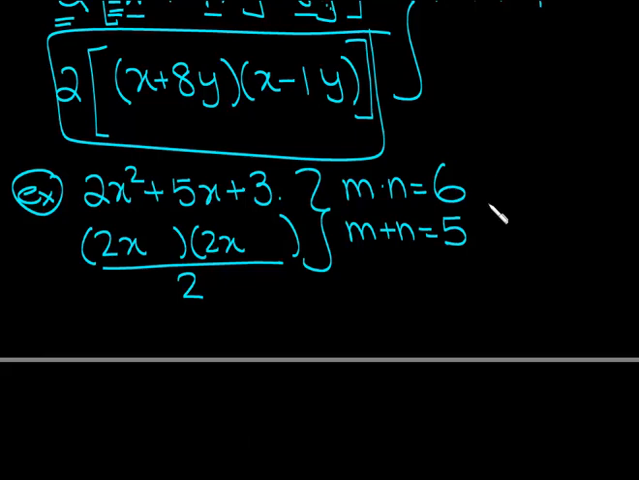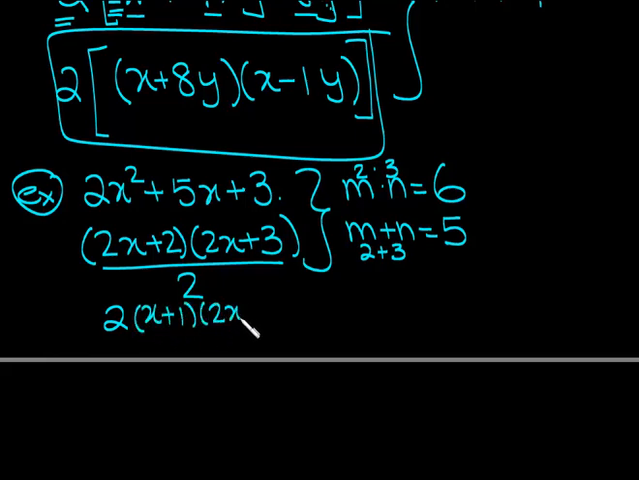Well, you can do it in your head, and you can see m and n would have to be 2 and 3. 2 times 3 is 6, and 2 plus 3 is 5. So it's plus 2 and plus 3. The 2 on the bottom should cancel. What's common in these two terms is a 2, so I can take that out. So I get x plus 1, and I get 2x plus 3 divided by 2. The 2's cancel since it's multiplication.